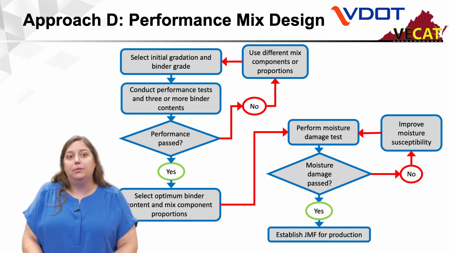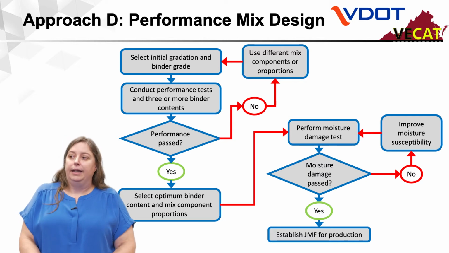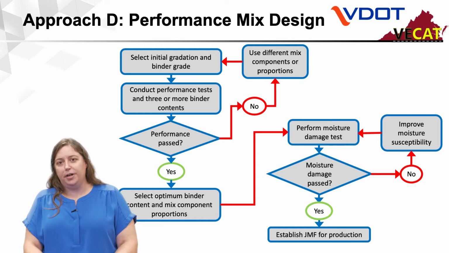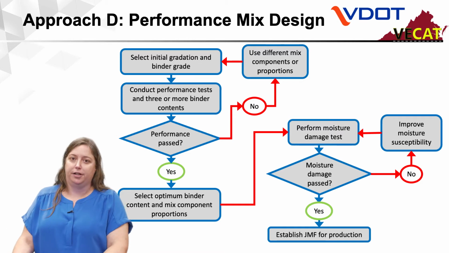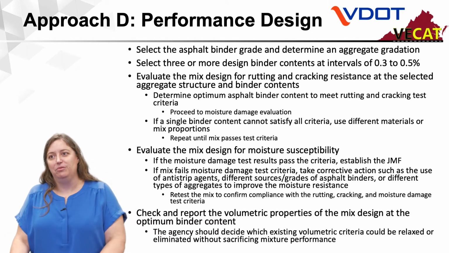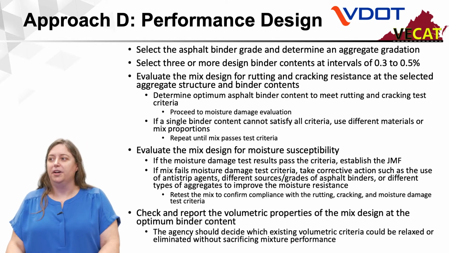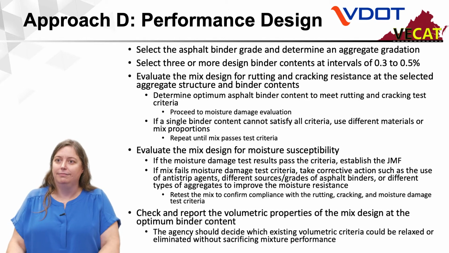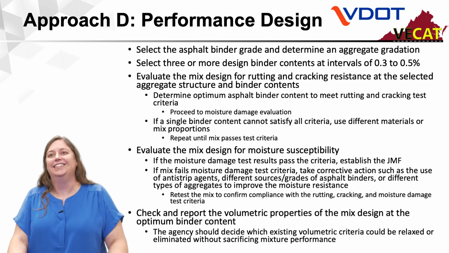But the idea with this is that once we have a design that meets all of these performance properties, the job mix formula is going to be solely based off of the volumetrics coming out of that mix. Instead of volumetric constraints creating the mix, we create the mix first and then determine our volumetric constraints after the fact. This is kind of the unknown for where performance mix design is going, but it has the potential to be very exciting as there's a lot of room for innovation. And again, more details for those who like to read.